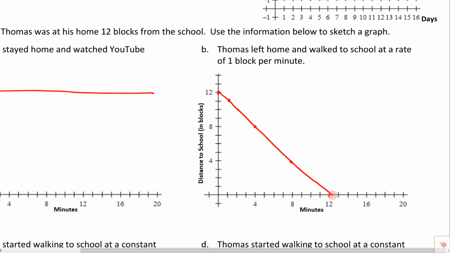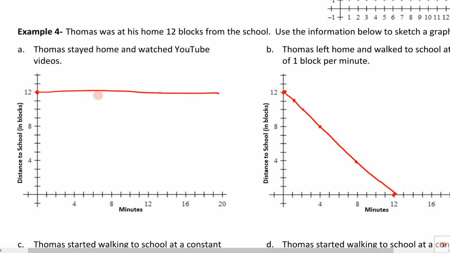Okay. Now, because he's walking at this constant rate of 1 block per minute, we can make this nice slanted line at a perfect 45, and we would know that if he walked 12 blocks, it would take him 12 minutes. So they're going to cross like this. We're going to have a y-intercept right here and an x-intercept right here, or a minute intercept if you want to think of it that way. That's what it would look like. He just walks to school at a nice steady pace.